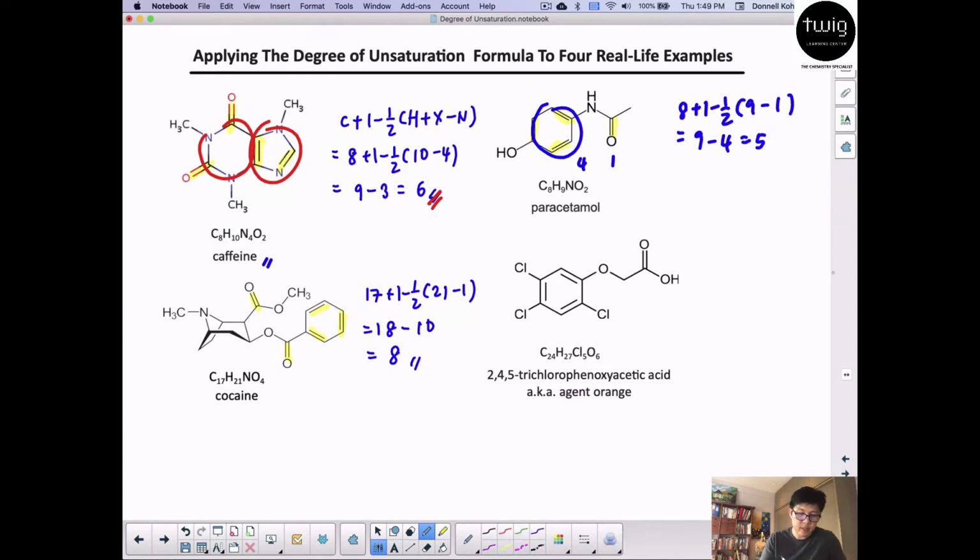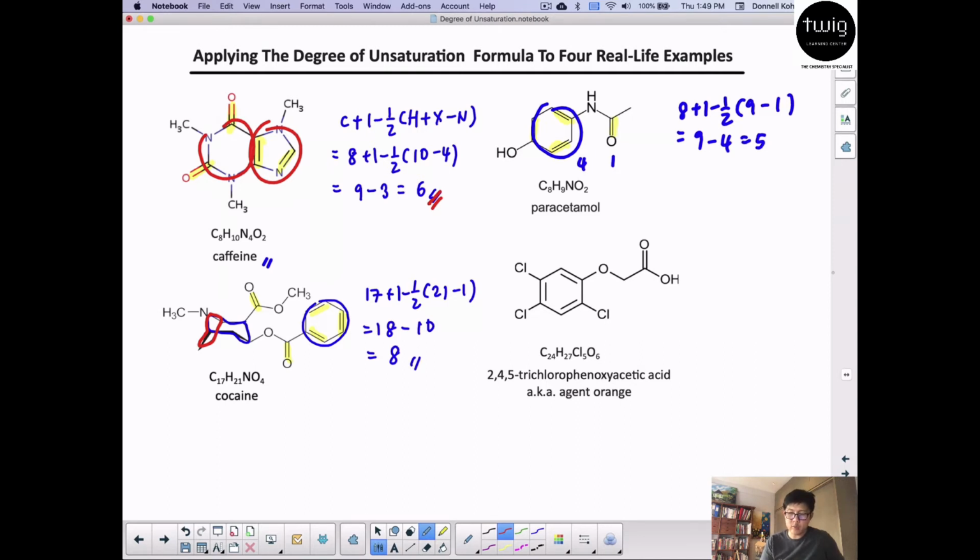5, right? 6. Okay, 7. This is one ring. 7. Alright, and the other ring is this 8. Okay, this is the other ring. Can you see that? There are actually two rings over here. So can you see 1, 2, 3, 4, 5 double bonds and 3 rings, right? So that's why it's 8.